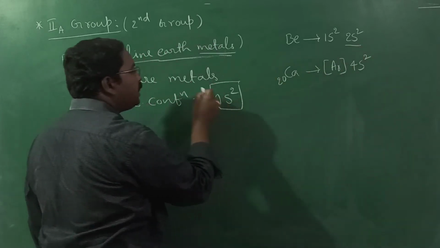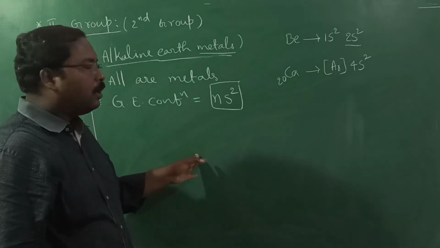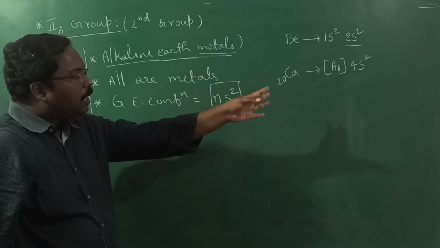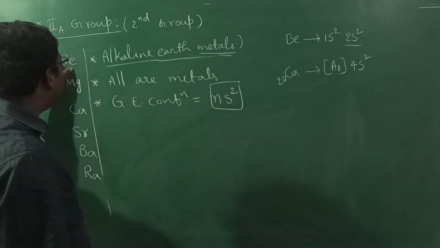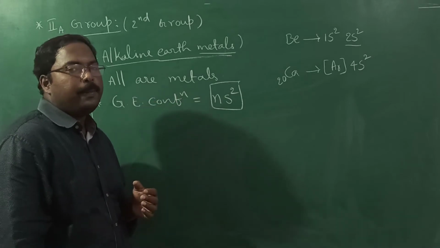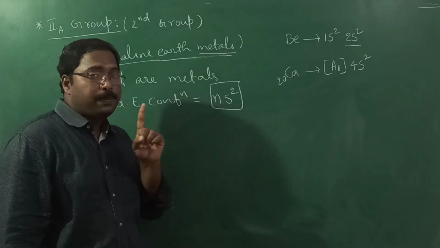In the case of magnesium, n value is 3. In the case of calcium, it is 4. Even the period number is the same as the last orbit. Beryllium belongs to which period? Observe the periodic table and tell me. The first element of this group, does it belong to the first period?